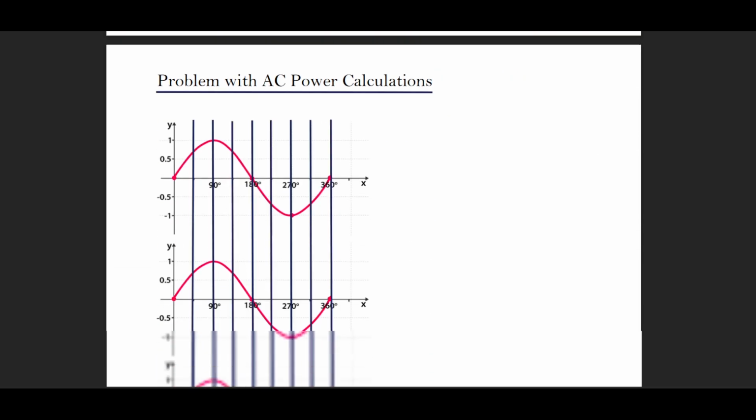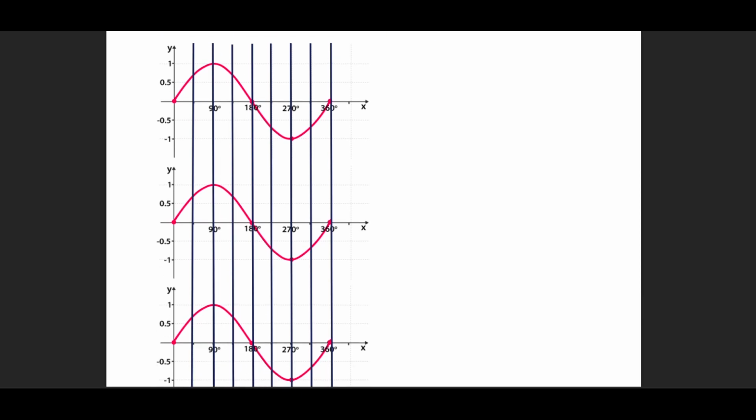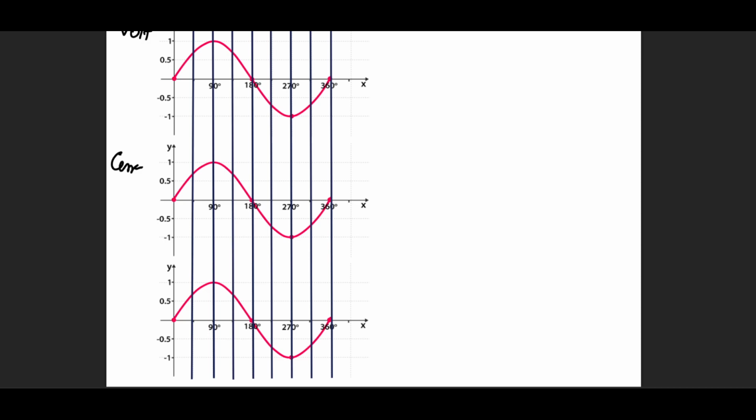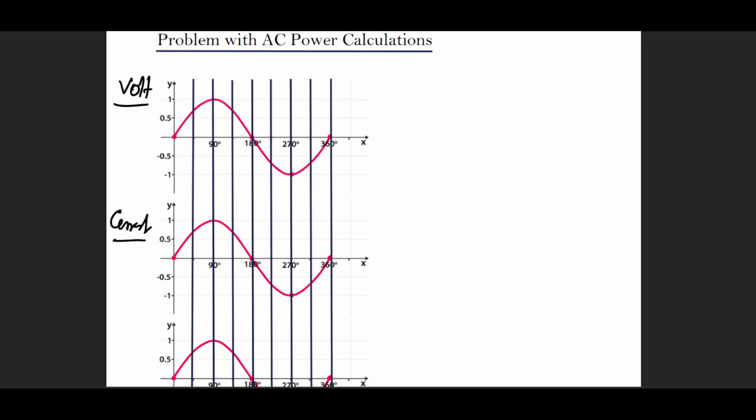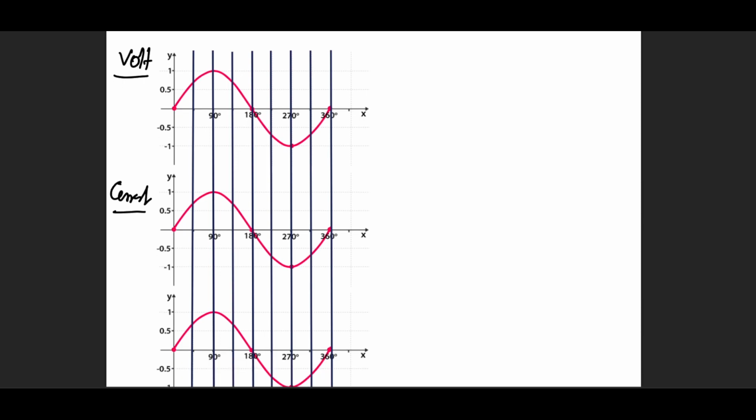Okay, so let's see what's actually happening. Let's say that this graph is for voltage and this graph is for current. For a resistive load, the graphs are exactly the same. At a certain voltage, there will be a certain current. At a certain voltage somewhere else, the graph is still going to come out the same. So what is the power graph going to look like?